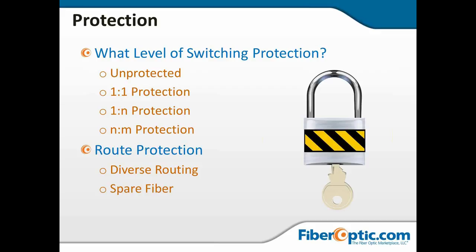We've got to look at what level of route protection we want in the outside plant. Are we just going to run it point to point and leave it unprotected and count on doing some emergency restoration? Are we going to go with 1-to-1 protection or 1 to however many? Are we going to have multiple diverse routes?